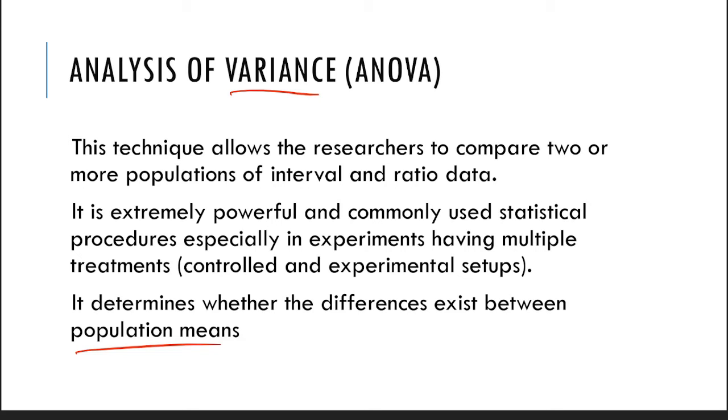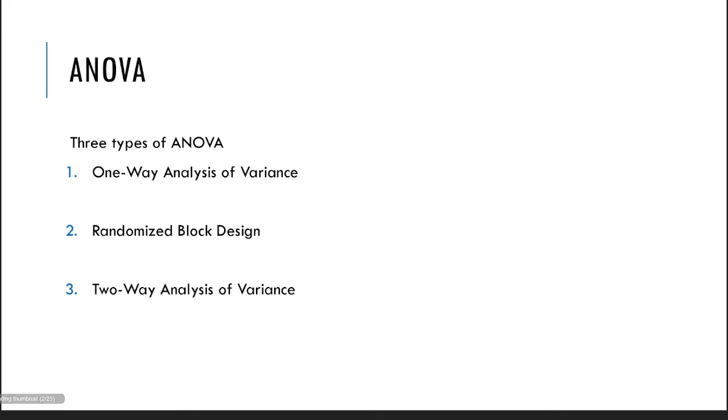So, in that, we have here these three types of ANOVA. So we have the one-way analysis of variance, we have the randomized block design, we also have a two-way analysis of variance. But for the specific discussion and for our course, we will be only using the one-way analysis of variance. Okay, so that is what's included in this video. So in that, let's proceed to the procedures.